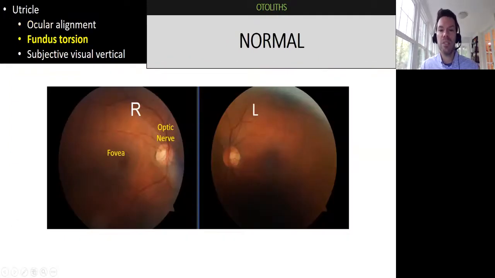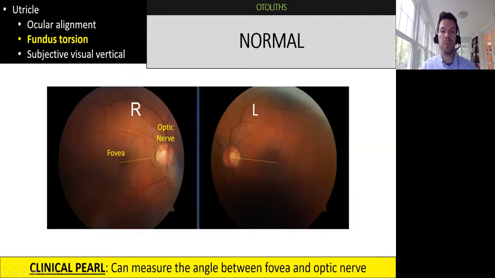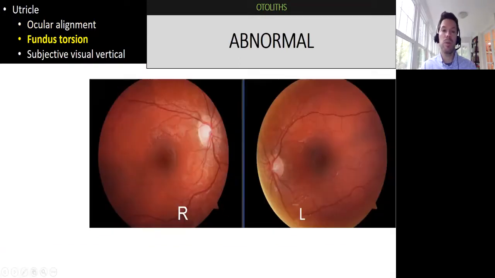If you have access to a fundus camera, or if you can dilate the fundi and take a look, or if you have double Maddox rods, for instance, these are other ways to evaluate fundus torsion. Here's the fovea, the center of the macula. This is where we see our best 20/20 vision. Here's the optic nerve, the cable connecting the eyeball to the brain. This is a normal angle between the fovea and the optic nerve. So you can measure this angle. You can quantify this angle with fundus photos.